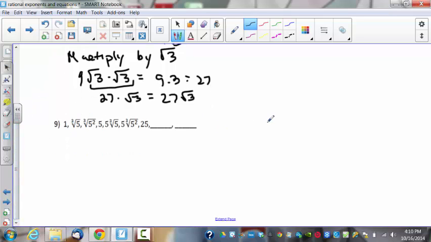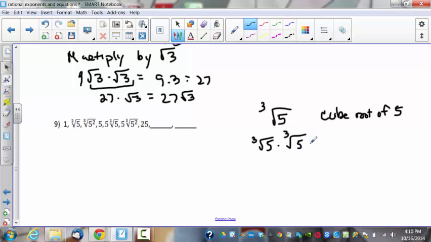This is called the cube root of 5. Why is it the cube root of 5? Because if we take cube root of 5 times the cube root of 5 times the cube root of 5, we get 5. An easier example would be the cube root of 8.